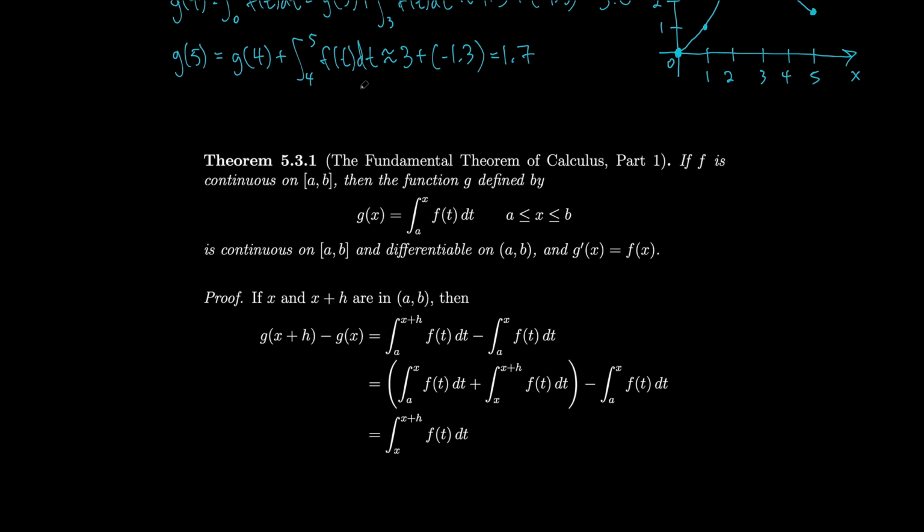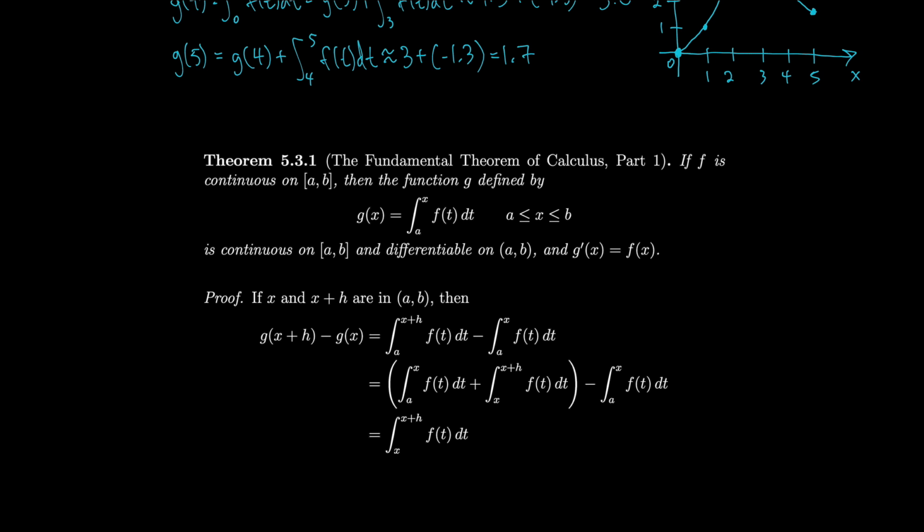If our function is continuous in the closed interval, then we define the function to be equal to an integral, then the derivative of that function, the derivative of the integral, is equal to the original function evaluated at the endpoint. Let's try proving this. If x and x plus h are in the interval a, b, then let's see if we can figure out what the derivative would be.